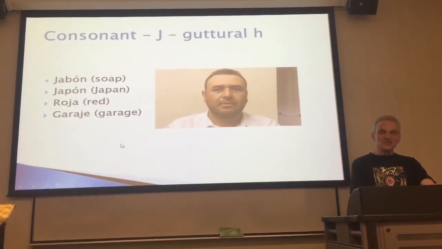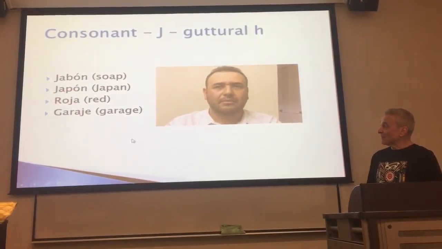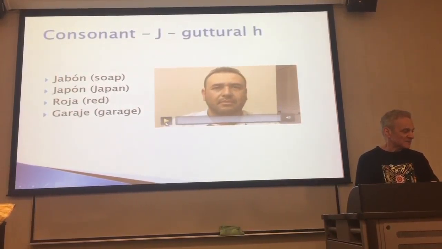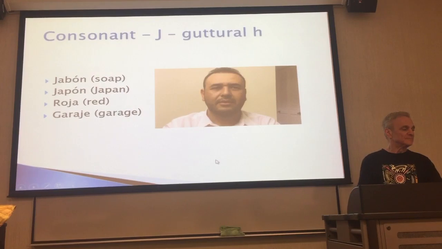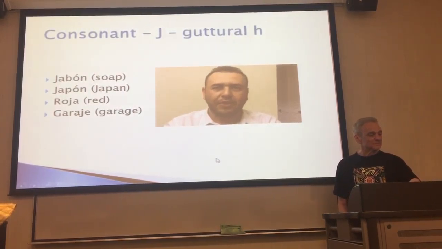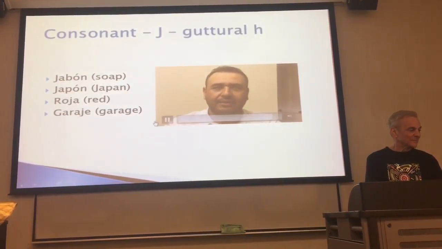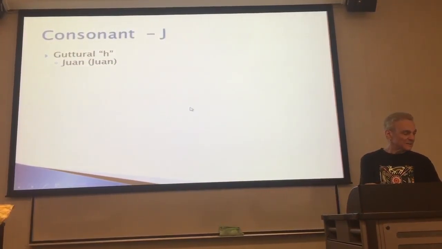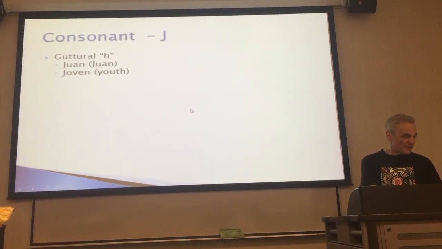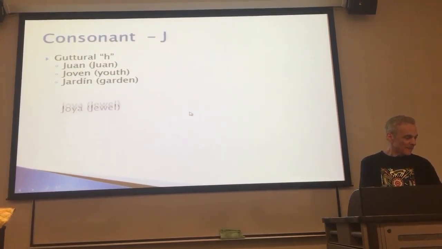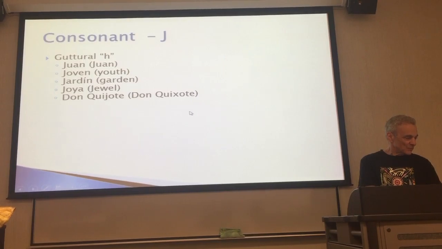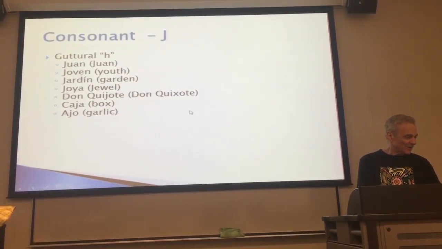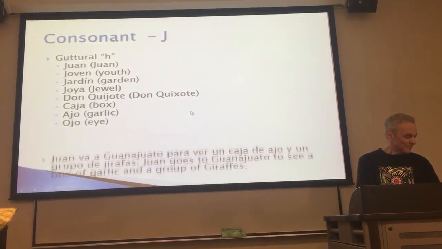All right. The J has a more guttural sound than it does in English. You'll hear for a moment as Avelino pronounces this. Jabón. Japón, roja, garaje. Okay, so we have some examples here. Juan, joven, jardín, joya, Don Quijote, caja, ajo, ojo.